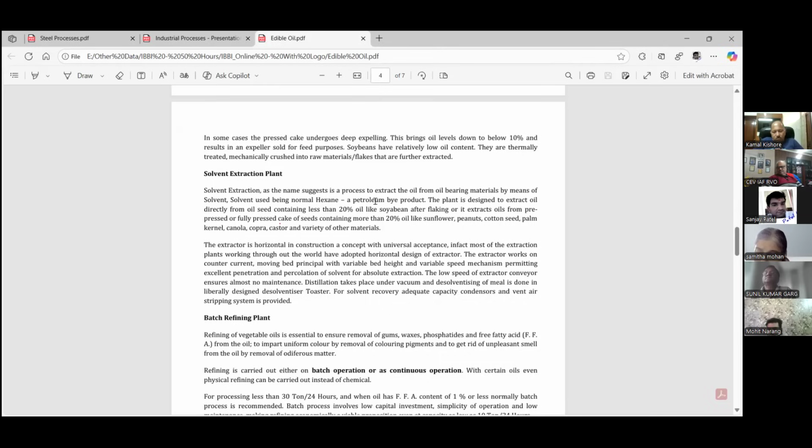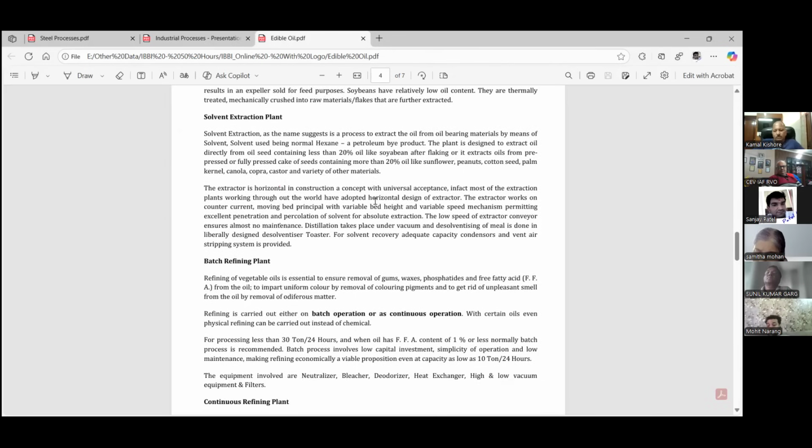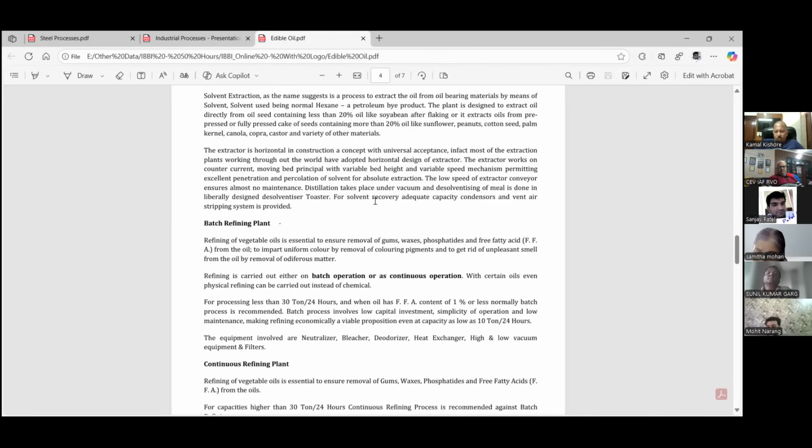So when it goes to the solvent plant, up to 90 to 95% of the oil is removed by the chemical process. And the remaining duff is a byproduct of the edible oil plant that may be used for cattle feeding or organic fertilizer. So by the solvent extraction plant, we are removing not the entire oil, but up to 90 to 95% of the oil available in the seeds.